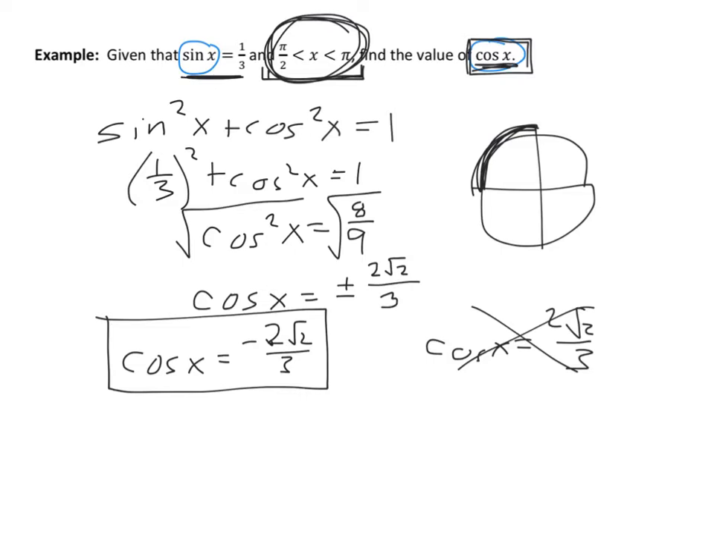And as always, we should provide a written justification. Like, why do we know that? And so, we write something like, on a given interval, cosine must be negative, or between pi over 2 and pi, cosine must be negative.